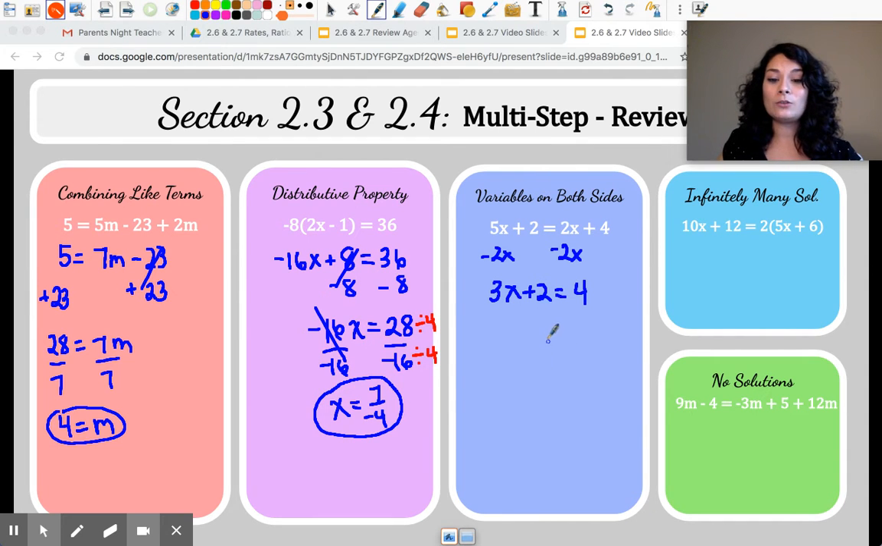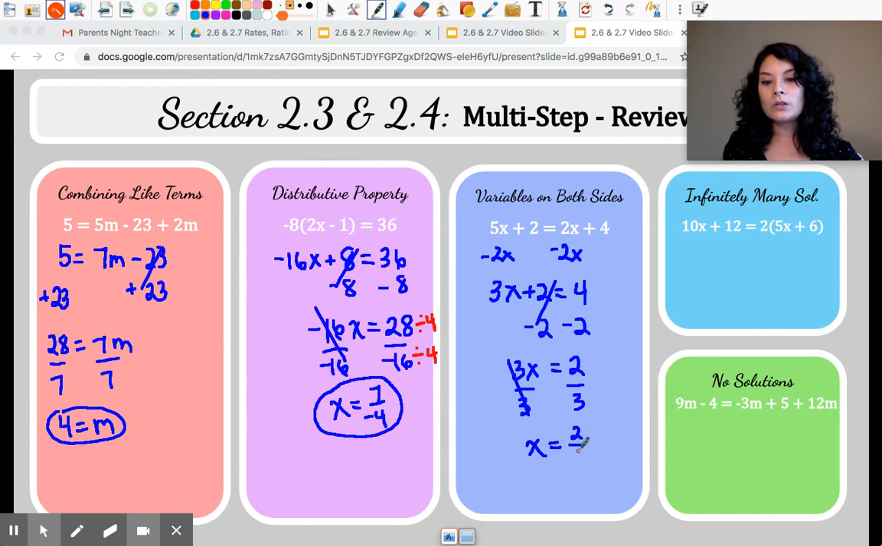Now I have an easy two-step. Undo the addition subtraction step first. Undo the multiplication division step last. Again, I'm getting a fraction. I could try and divide and make it a decimal, but you'll end up running into a repeating decimal here.